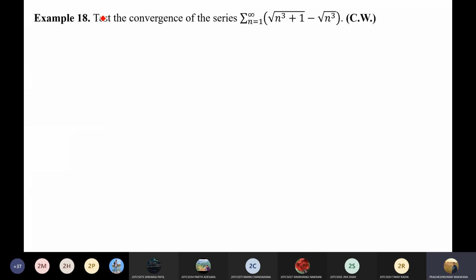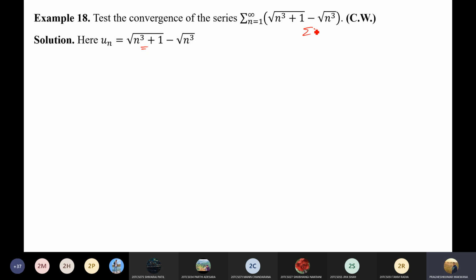State the convergence of the series under root n cube plus 1 minus under root n cube. So how can you solve this example? Any idea, anyone? The rationalizing. Yes, very good. So we can take the rationalization first of all. So let us see here, un is equal to this one.